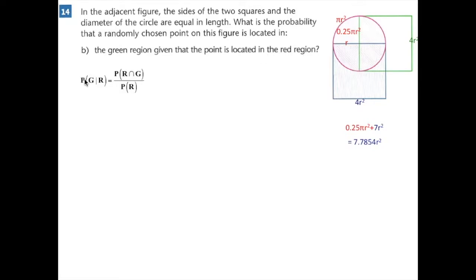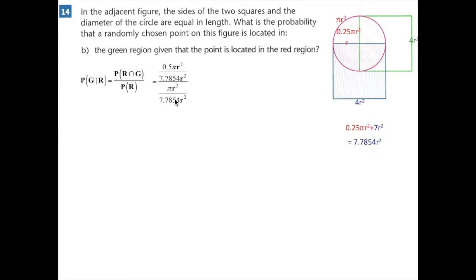For 14b, the green region, given that the point is located in the red region. Very similar. The probability of green given red is the probability of red and green, or green and red, same thing, divided by the probability of red. The probability of red and green, this region, is half the circle, so 0.5 pi r squared out of the whole area, divided by the probability of red, which is just pi r squared out of the whole thing. I'm going to divide these two fractions.